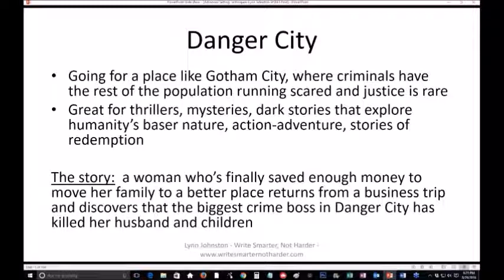And in terms of setting up a premise, we're going to have a woman who's finally saved up enough money to move her family out of Danger City to a better place. And she comes home from that last business trip and discovers that the big crime boss in town has killed her husband and children. It's going to be a vigilante revenge story. So two really different stories, and I'm hoping that the difference between them is going to kind of help illustrate different things that we can do with setting.